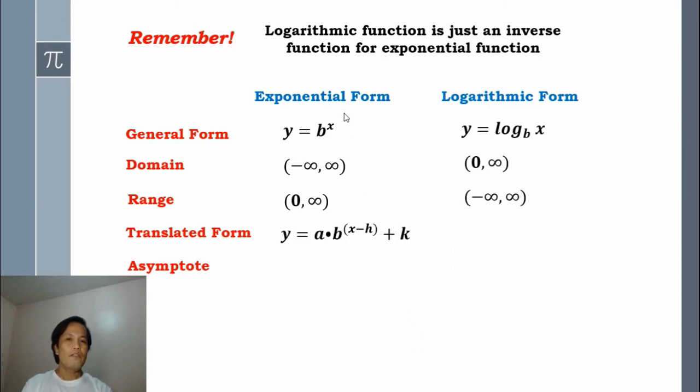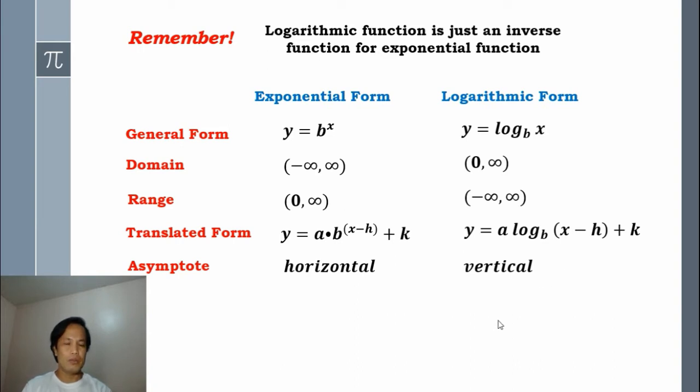The translated form for the exponential function is y equals a times b raised to x minus h, plus k, wherein h is the horizontal translation and k is the vertical translation. While for the logarithmic form, we have y equals a log of x minus h, plus k, to the base b. And since they are inverses, the exponential function has a horizontal asymptote, while the logarithmic function has a vertical asymptote.